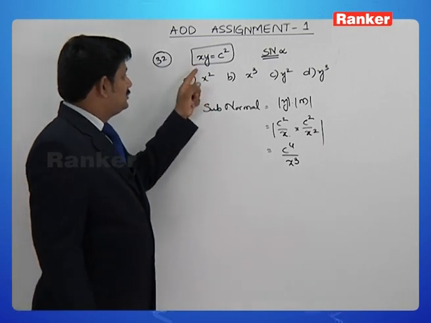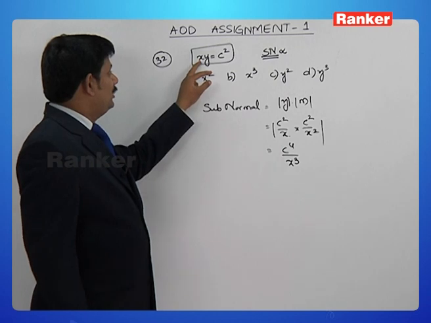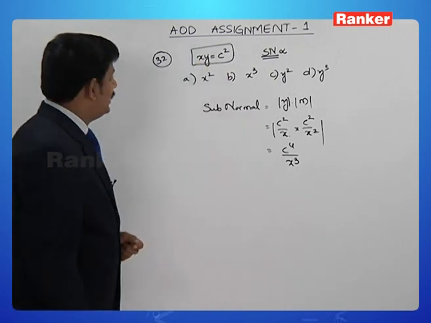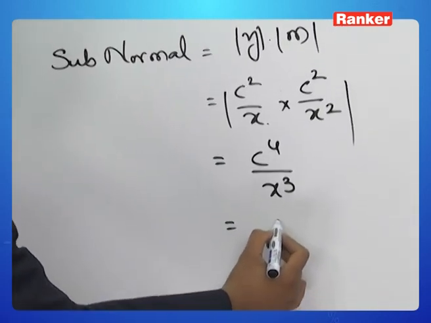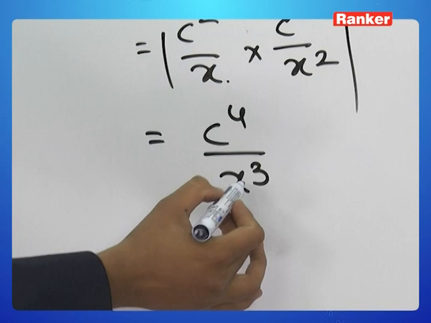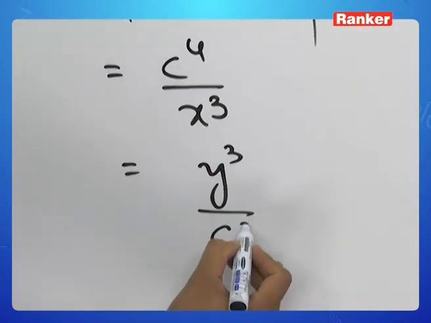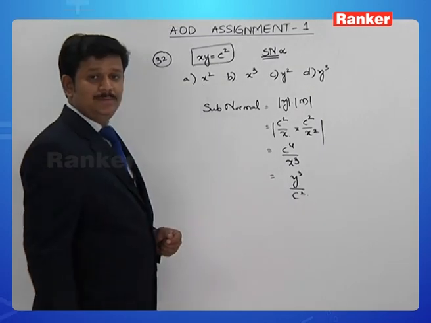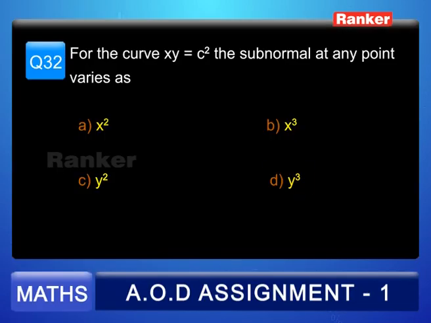Now, the subnormal is proportional to x power minus 3, or 1 by x we can replace by y by c square, so this length is equal to c cube by c power 6 by x cube, and we can replace it by y cube divided by c square. So the subnormal length is proportional to y cube. It's answer D. So the answer is option D.